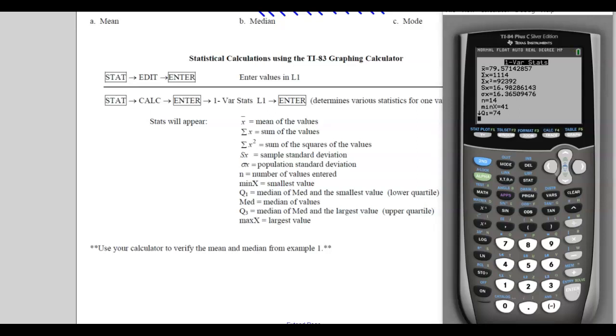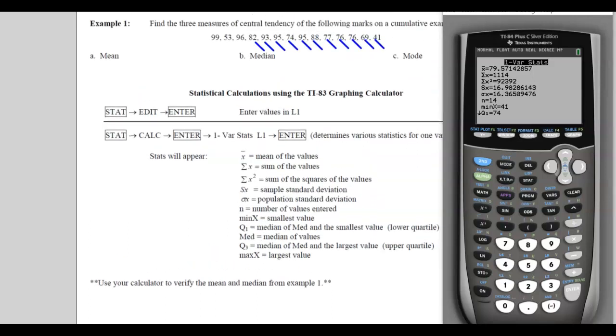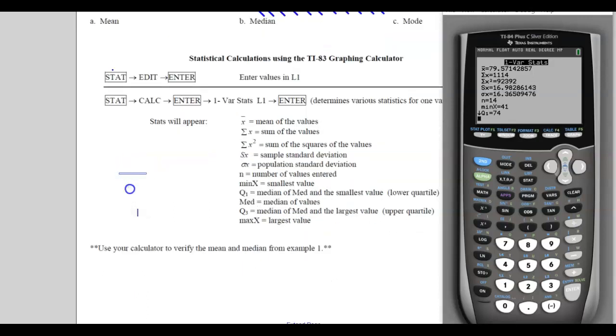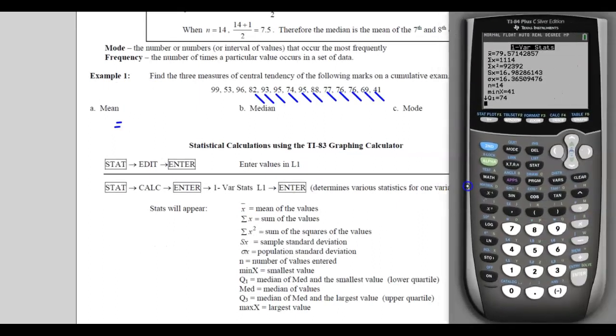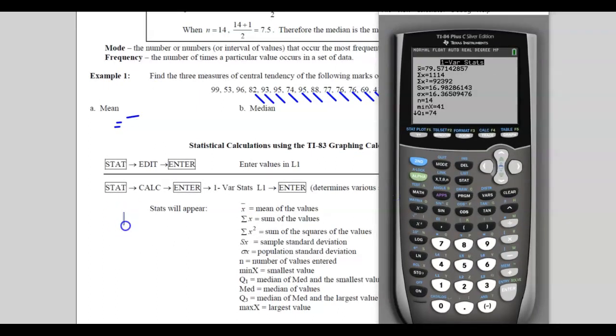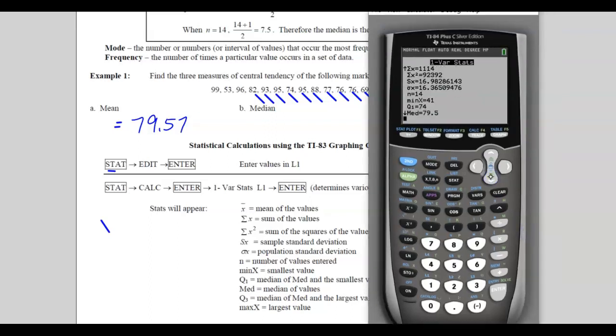So our mean is x with a bar over it. Mean is always x with a bar or mu symbol. All right. So in this case, it doesn't say what to round to here, but we'll go 2 decimal places. Okay, so mean mark, average mark, median. So cursor down, this arrow means there's more values. There's your median, 79.5. So in this case, the mean and the median are pretty close.